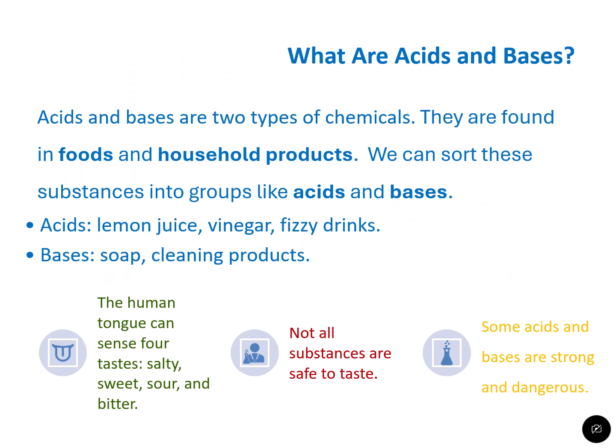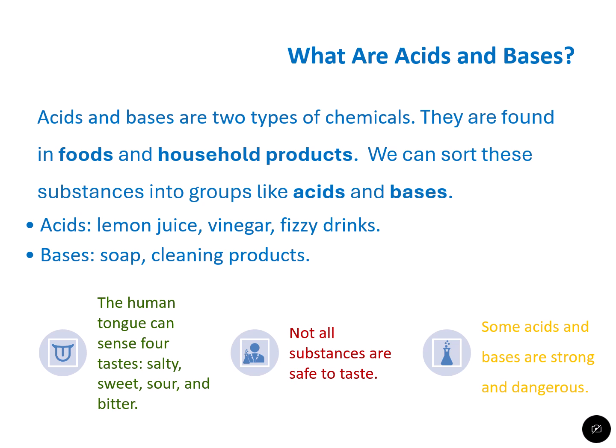So you're going to ask yourself, what are acids and bases? Basically, they're two types of chemicals. They're found in household and in food products. And we can sort them and group them into acids and bases. So when we say sort and group, we mean categorize them. So acids are basically things like lemon juice, vinegar, and fizzy drinks, while bases are things like soap and cleaning products.